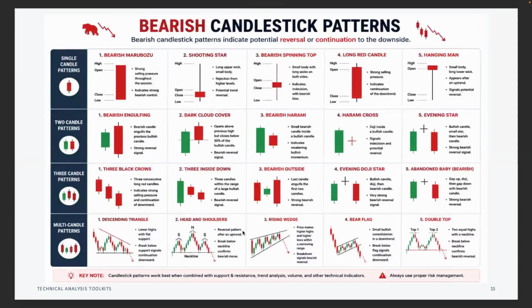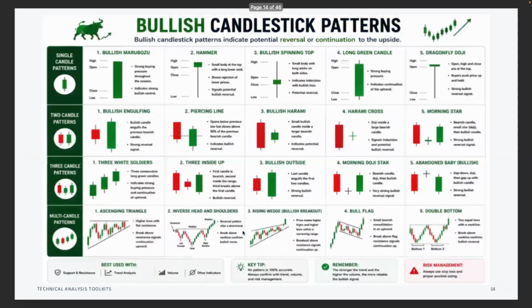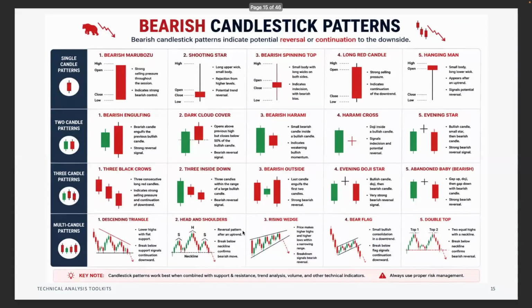Similarly, we have bearish candle patterns. The same way you have the bullish Marubozu, we have the bearish Marubozu, the shooting star, the bearish spinning top, the long red candle, and the hanging man. The hanging man looks more like a hammer, right? But it's on the reverse side now. We have the same patterns showing up here: descending triangle, head and shoulders.